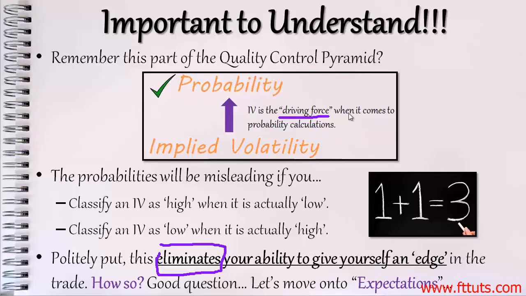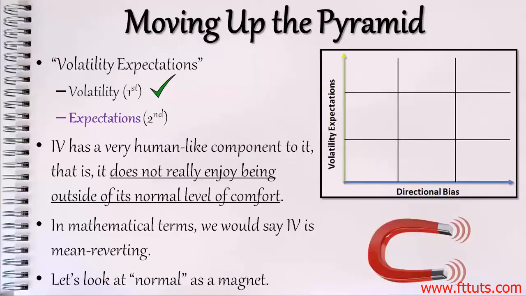That's a great question. So now let's move into that second part, expectations. So we've knocked out volatility. Now it's time to tackle expectations. Expectations of what? Well, volatility. How can we expect volatility to react? Well, the good thing here is it's very relatable for us as humans because volatility has a very human-like component, and that is it does not enjoy being outside of its normal level of comfort.